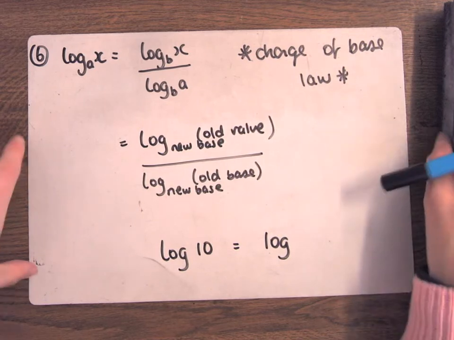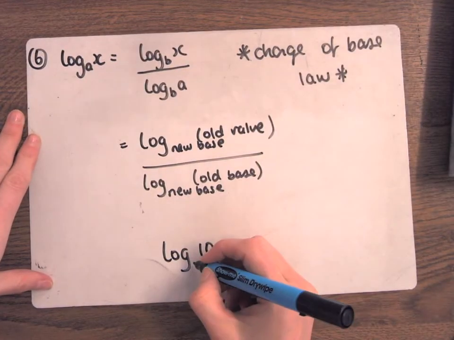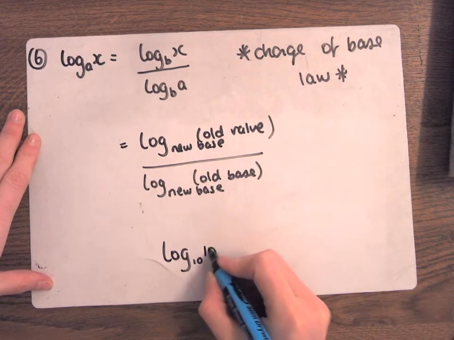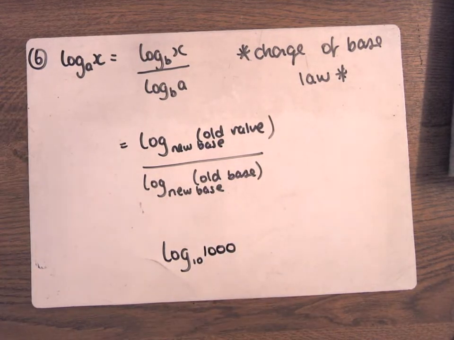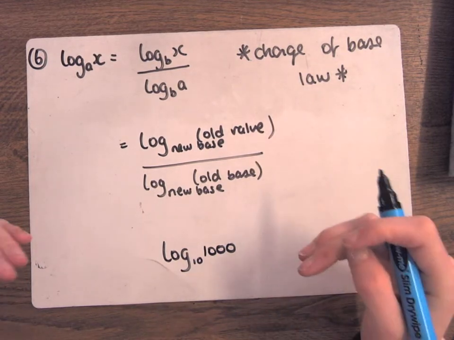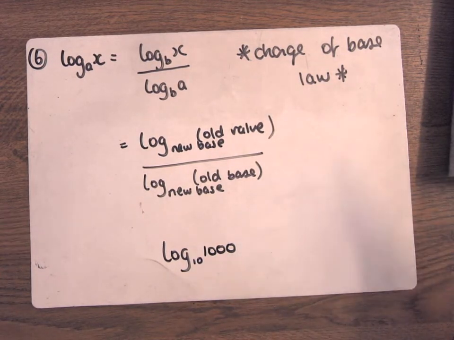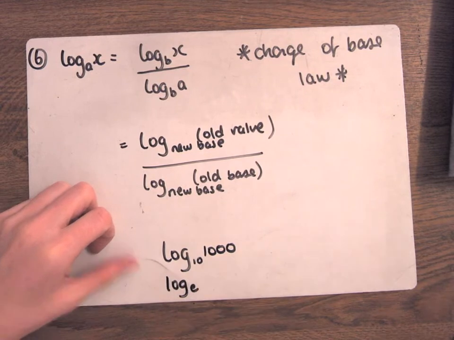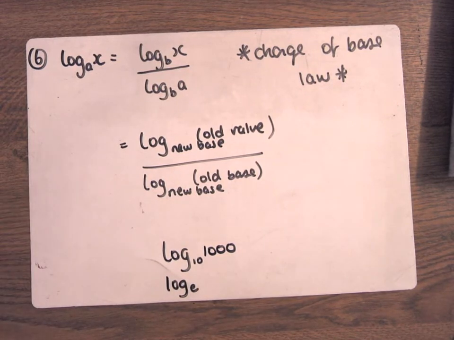If you have log to the base 10, that's called common logs. Now these used to be really important when we didn't have calculators that could do logs to any base for us. Now our calculators do it all. But log to the base 10 is common logs, and log to the base e is called natural logs. Now e is just a number. Similar to the way pi is an approximation for 3.14, e is an approximation for 2.718.